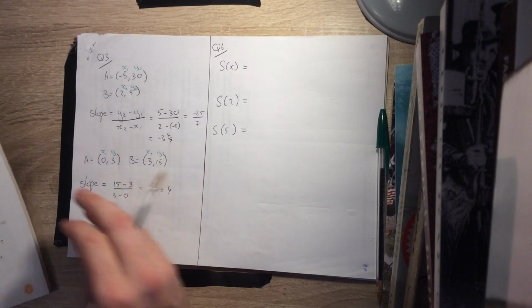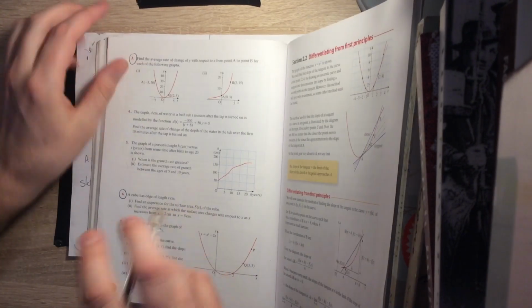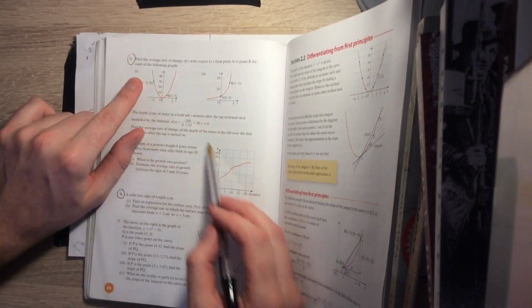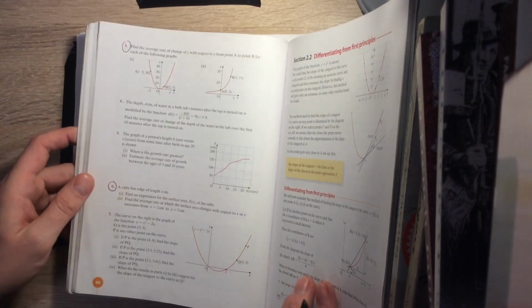The average value up here, by the way, is negative. And if you look at the graph, you can see that going from A to B, you're going down. So you'd expect a negative average value.